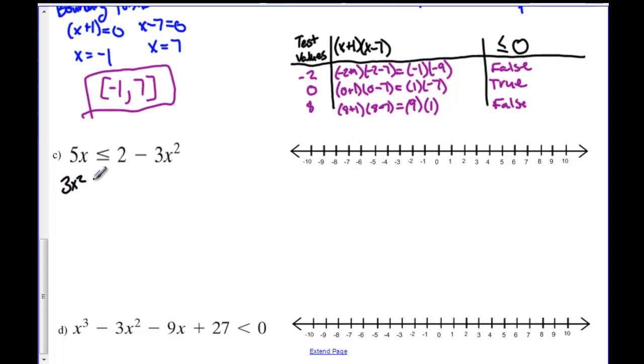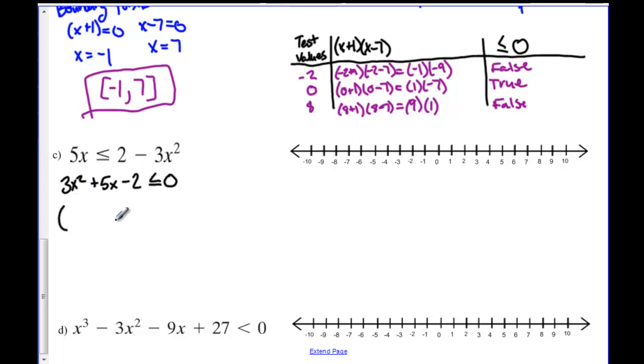3x squared plus 5x minus 2. And then that's going to be less than or equal to 0. Is that all right? Okay. All right, then we need to factor this guy.